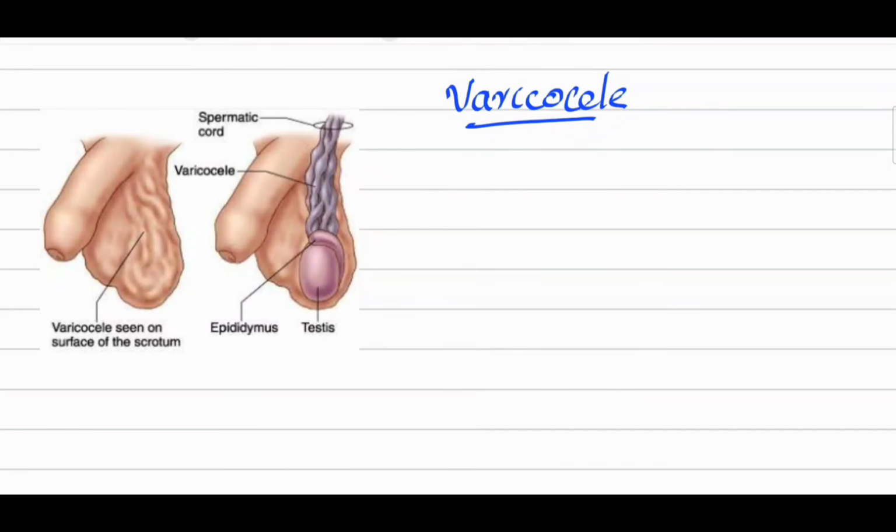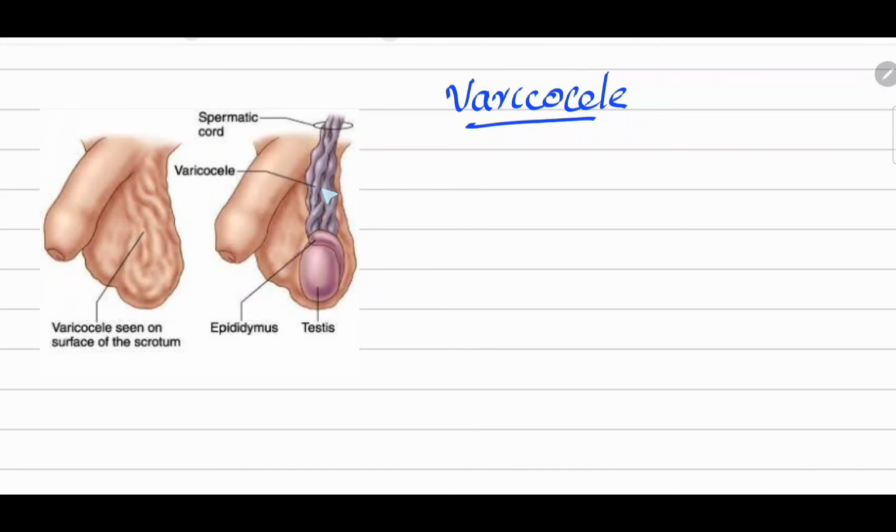Hi friends, welcome. In this video, let us learn the anatomical basis of varicocele. Varicocele is a clinical condition in which the pampiniform plexus veins of the testis become dilated, tortuous and elongated.